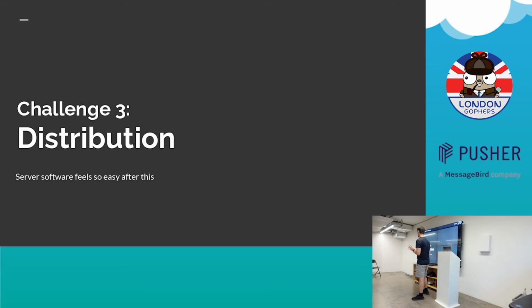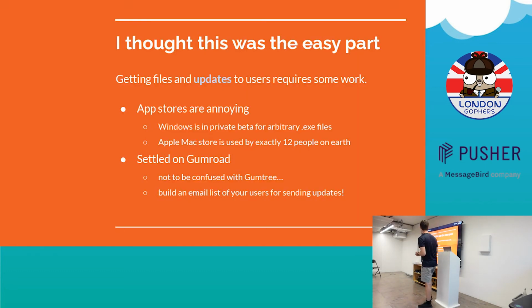If you upload things as artifacts, you can get flagged for it. Even if your binary is notarized, you can get flagged. And then a big red thing comes up when someone tries to download it from Microsoft Edge or Safari or whatever. So distributing software is all about trust. I thought it was the easy part. Getting files and updates requires some work. Updates are the hard bit. I haven't really solved that yet.